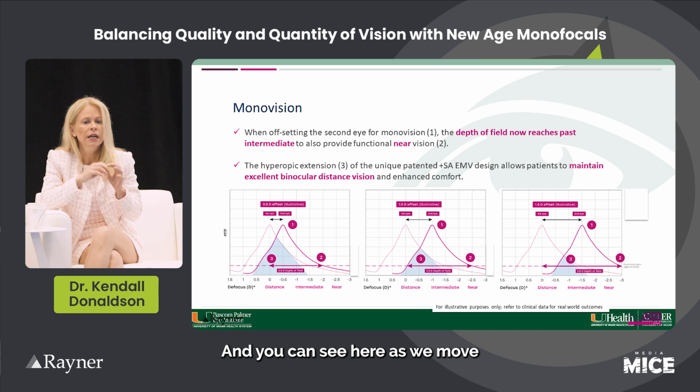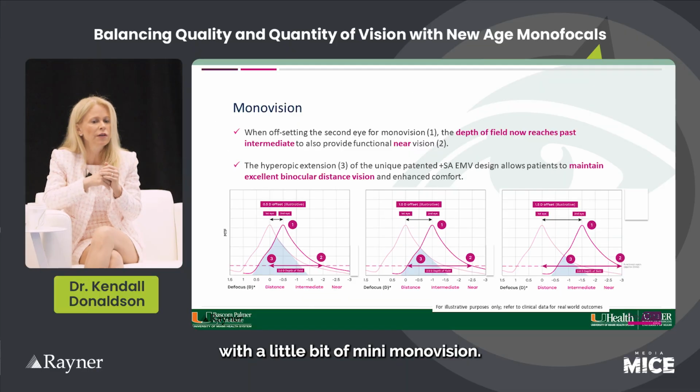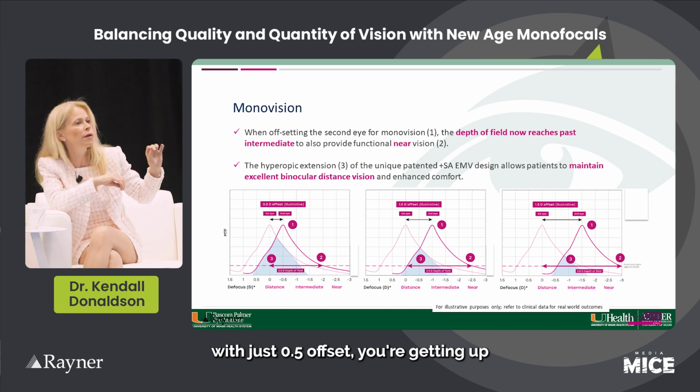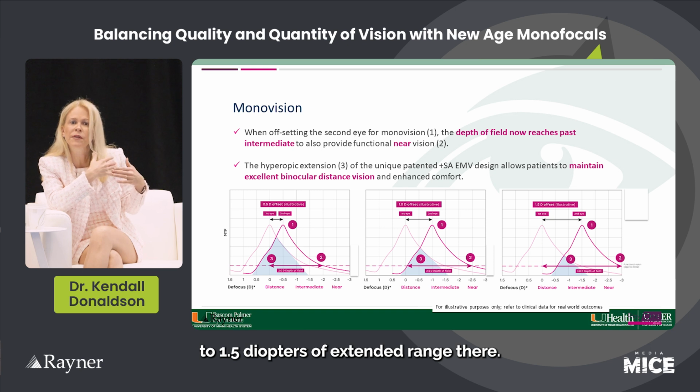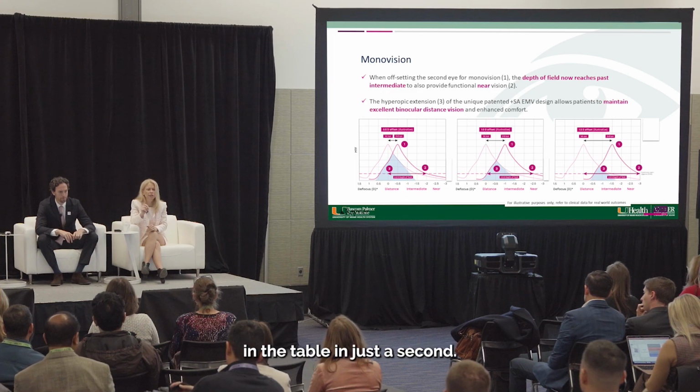And you can see here, as we move from the left side to the right side, as we increase that little bit of offset from 0.5 up to 1.5, we're separating the curves, and this is targeting the dominant eye for distance and the non-dominant eye with a little bit of mini monovision. But even on the left-hand example, with just 0.5 offset, you're getting up to 1.5 diopters of extended range there. And I'll show you that in the table in just a second.